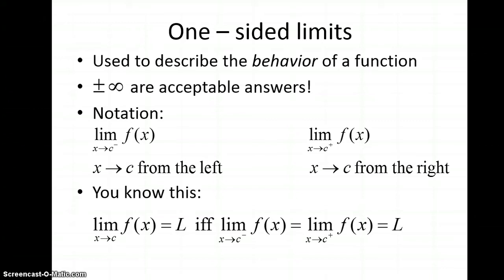Okay, one-sided limits. One-sided limits are used to describe the behavior of a function. When we're discussing one-sided limits only, positive and negative infinity are acceptable answers, and you'll see why. The notation for a one-sided limit, you did see this last year. Limit as x approaches c, that little minus sign means from the left-hand side of the function. Limit as x approaches c, the plus sign means as we look from the right-hand side of the function.